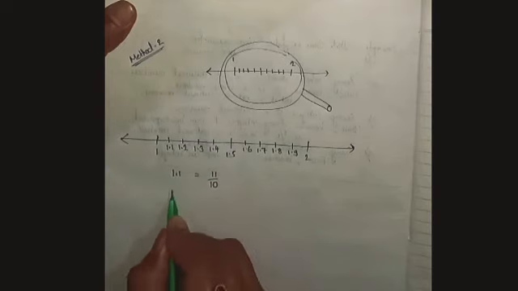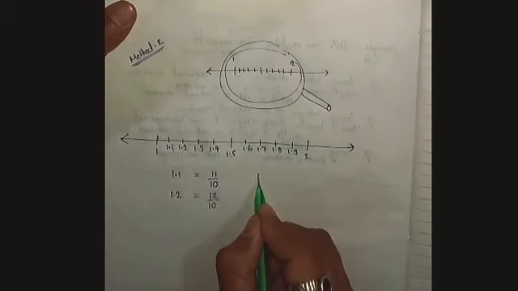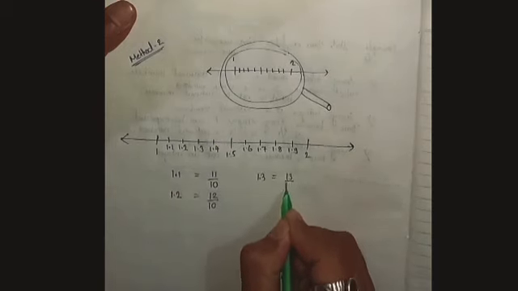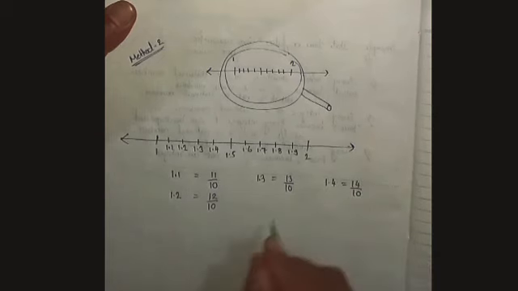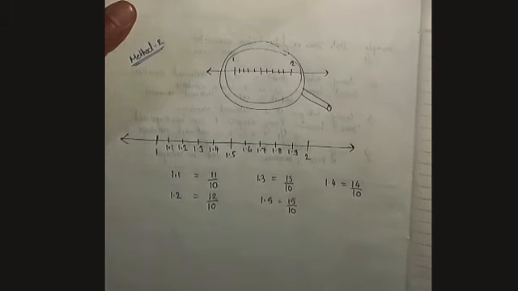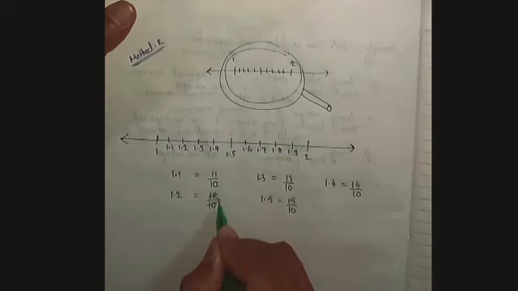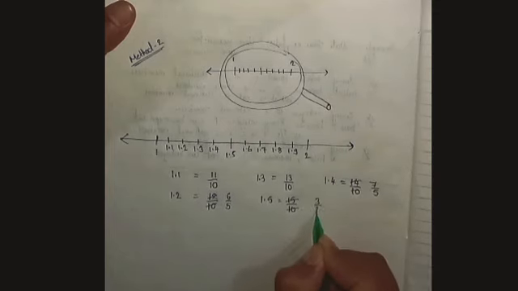So the next number if I take is 1.2. So I can write 12 by 10. Similarly 1.3, 13 by 10, 1.4, 14 by 10. Clear? 1.5, and write 15 by 10. And if it can be reduced to lowest form, then we can apply that also. So here I can see this can be written as 6 by 5. This can be written as 7 by 5. This can be written as 3 by 2.